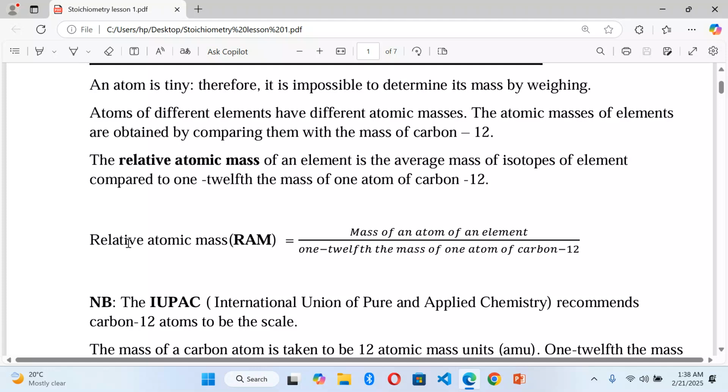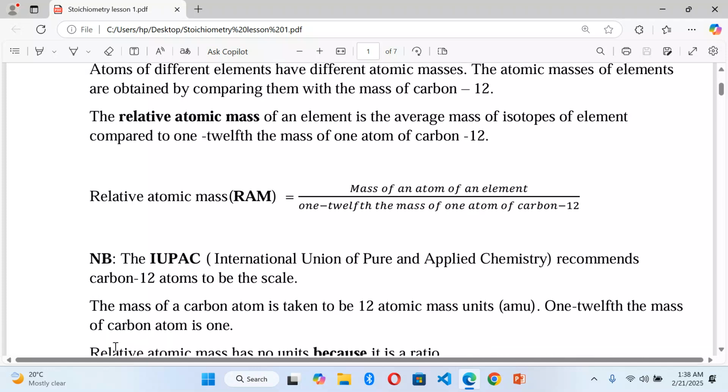Even when we are getting the relative atomic mass, we are comparing it with the mass of carbon 12. The mass of a carbon atom is taken to be 12 atomic mass units, which we summarize as AMU. Whenever we see AMU, we mean atomic mass units. So 1/12 the mass of a carbon atom is 1.